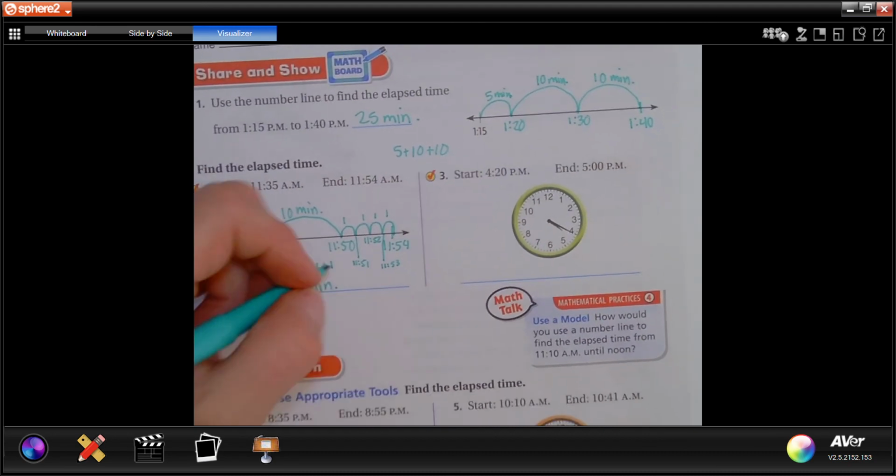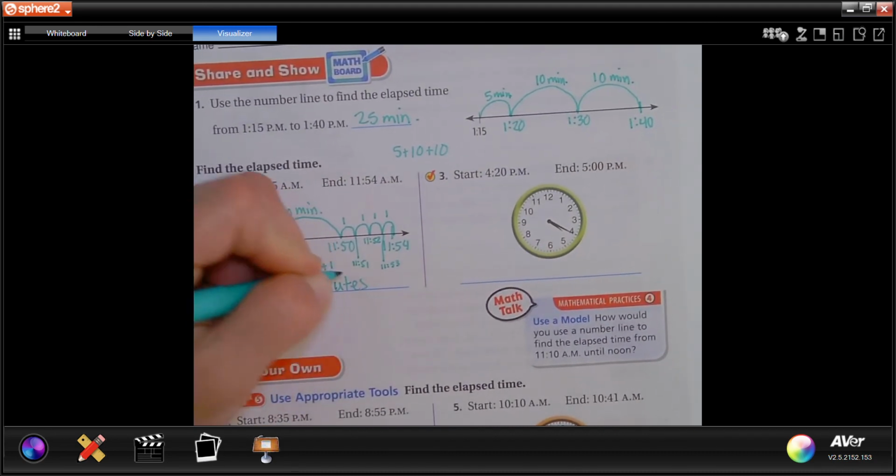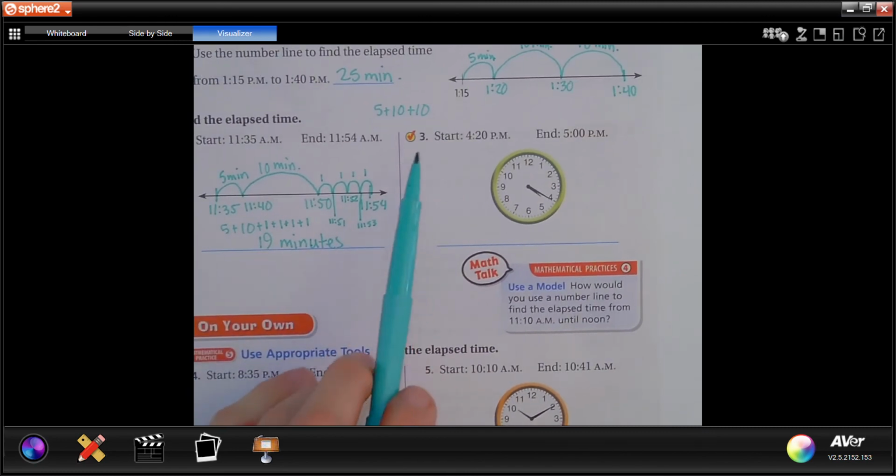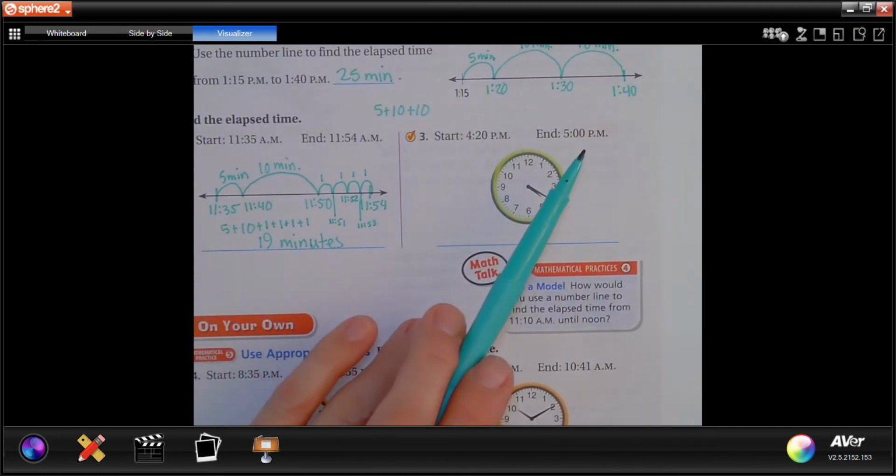All right. Number 3. Start at 4:20 and end at 5 p.m.